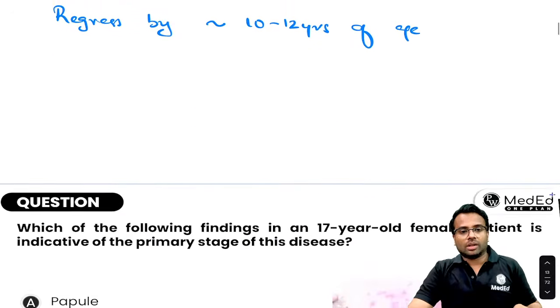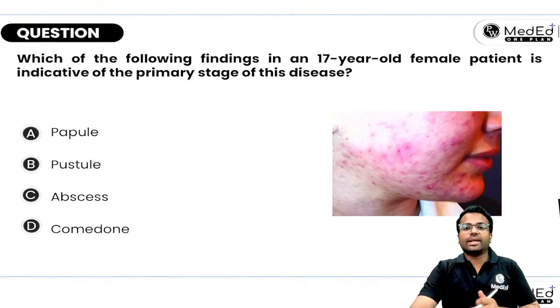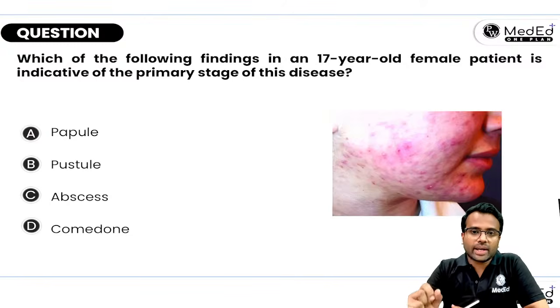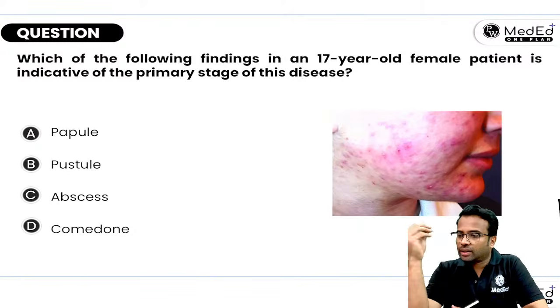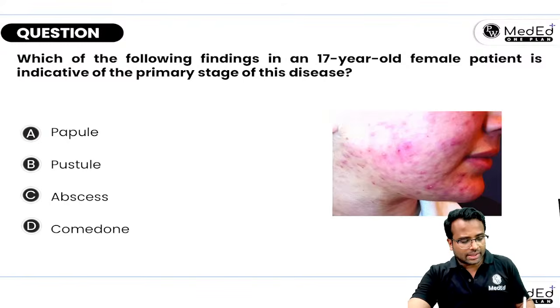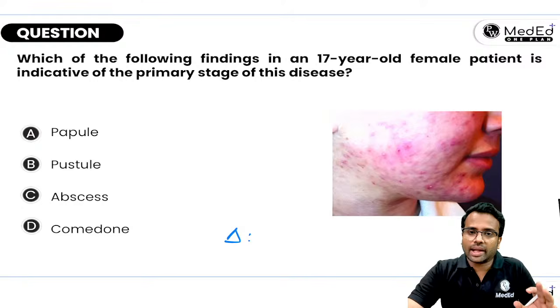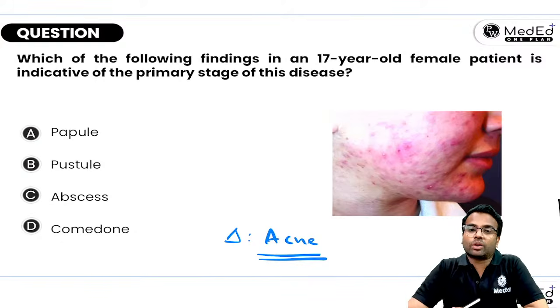Clear? Moving further, which of the following findings in a 17-year-old female patient is indicative of the primary stage of the disease? You can see the image is given, and you can see a lot of lesions over the face. Now, when you see this image of the face, first thing you have to reach a diagnosis. Here, what will the diagnosis be? In the face, there are multiple lesions present. Same simple thing, right? What we usually call a pimple. These pimples are called acne. So here the diagnosis is acne.